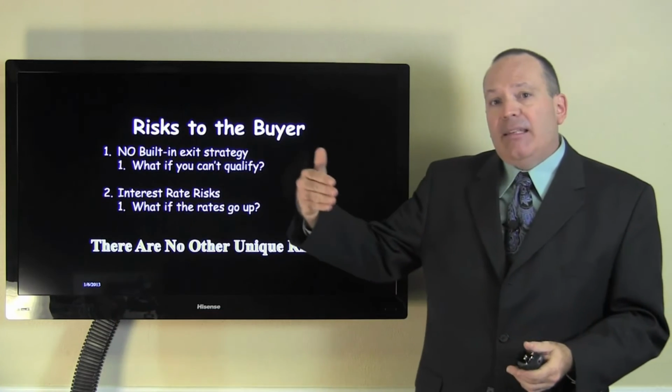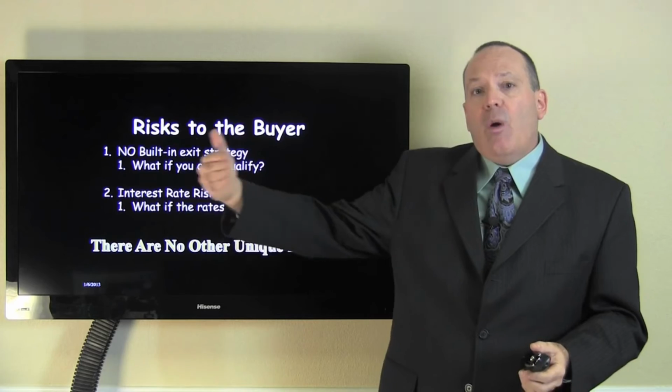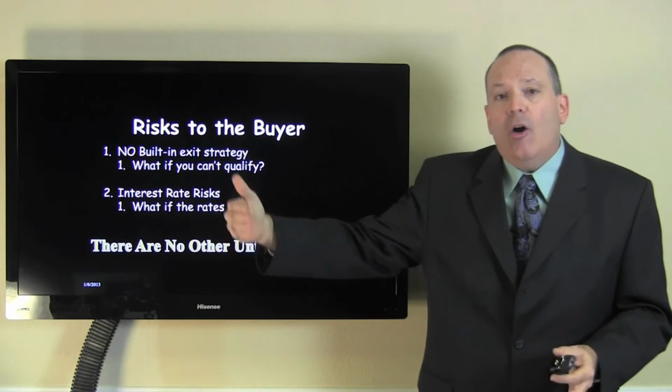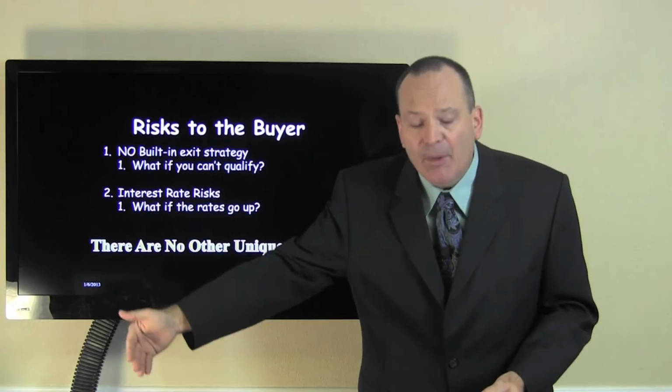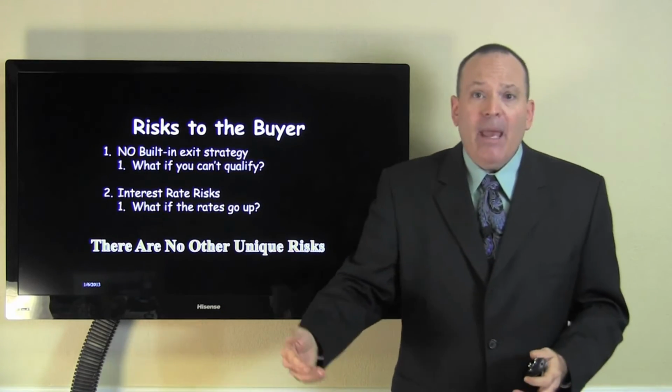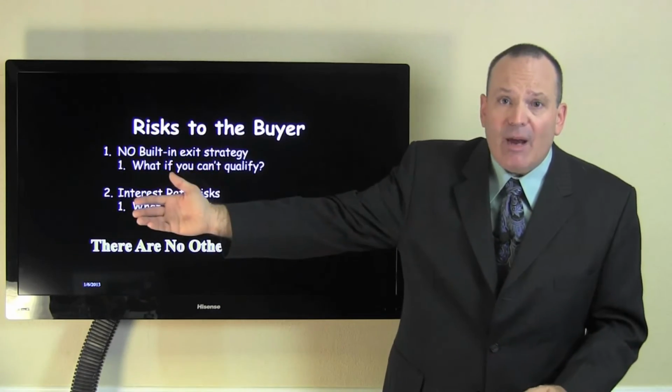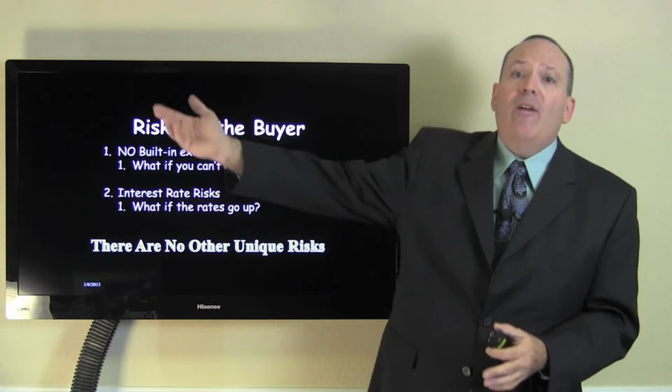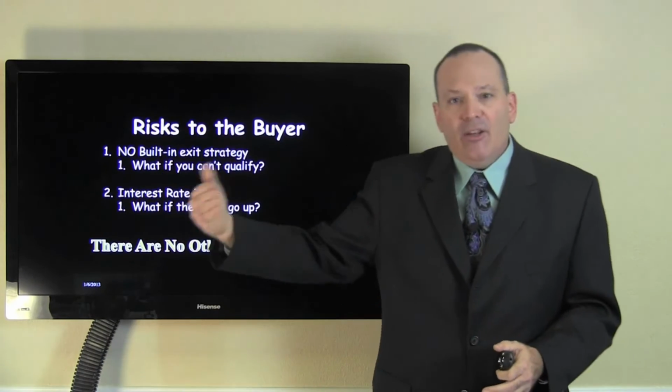If they've got to qualify for a mortgage in the future, they've got to hope that interest rates haven't gone way up. Could they go way up? Have they gone way up in the past? Sure, they could. Maybe it's going to be a 12% interest rate. Who wants to buy a house at a 12% interest rate? So they have interest rate risk.